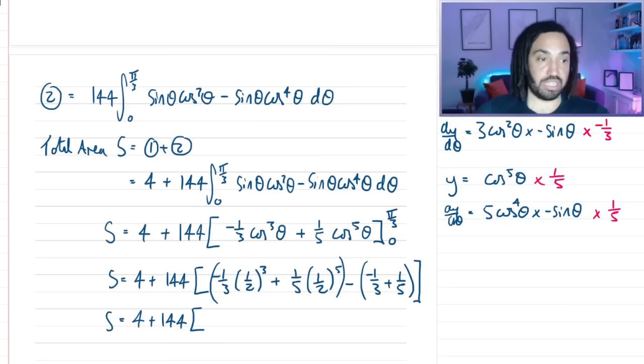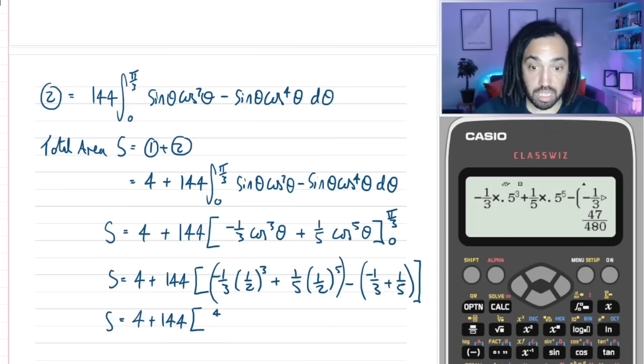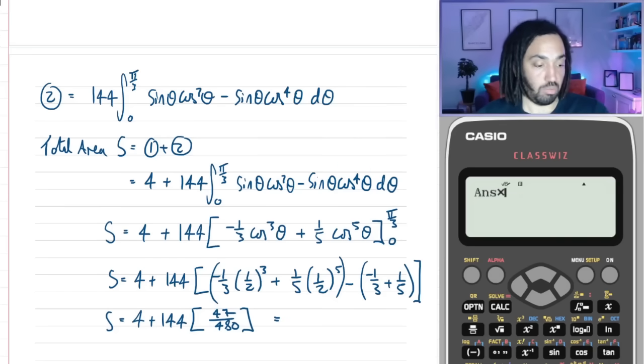Okay, so let's just go to the calculator. Okay, great. So I've subbed in for this bracket here, and I've gotten this. So then I'm just going to times that by 144, and then I'm going to add on 4, and we get our final answer.